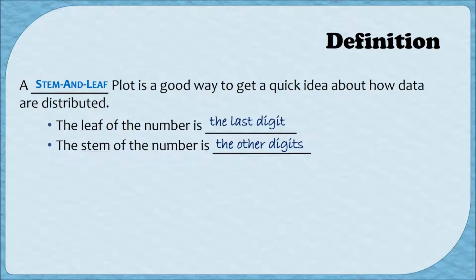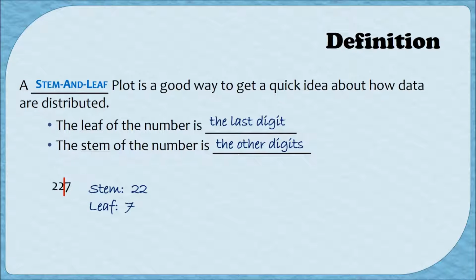Let's look at a couple of examples. Suppose I had the number 227. To find the stem and the leaf, think about breaking off the last digit, separating it from the rest of the number. In this case, all of the digits to the left of that red line are the stem. So the stem of this number is a 22. The leaf is going to be the 7.